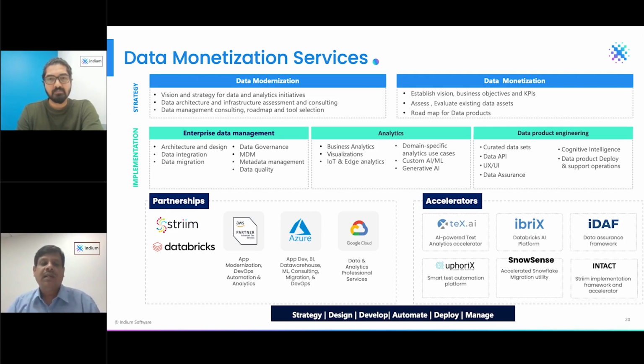So this is where Indium can help with respect to implementation with any of these initiatives.